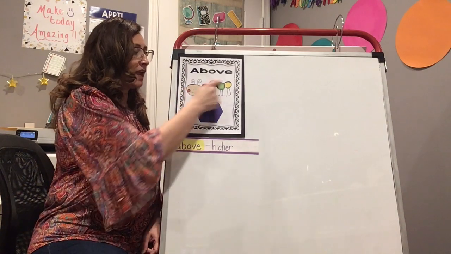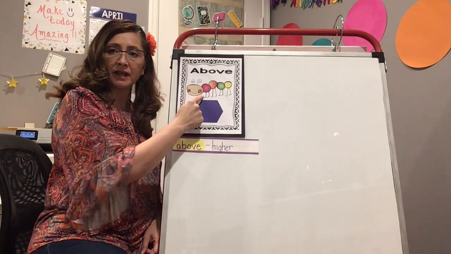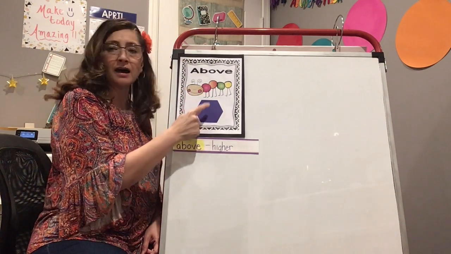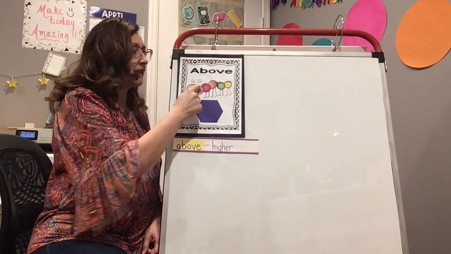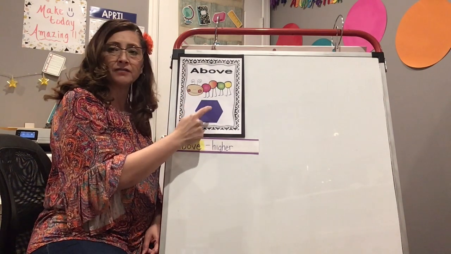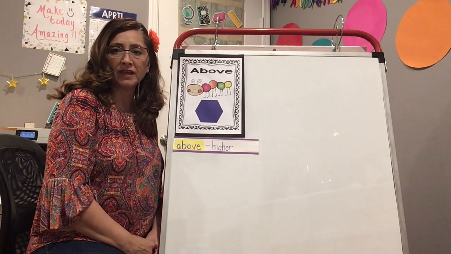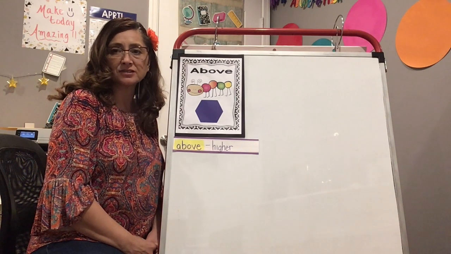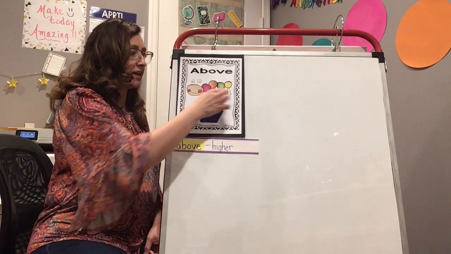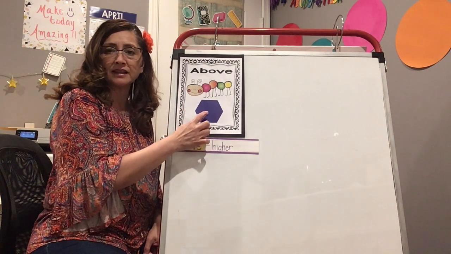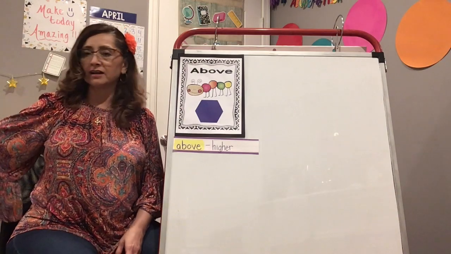Now let's take a look at this picture we have here. We can say that this caterpillar is above the hexagon. The caterpillar is above the hexagon. How do we know that the caterpillar is above the hexagon? Yes, that's right. Because the caterpillar is higher than the hexagon.